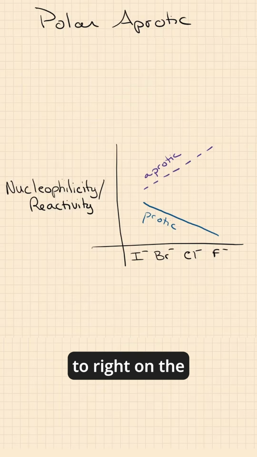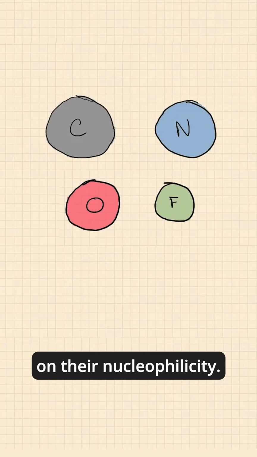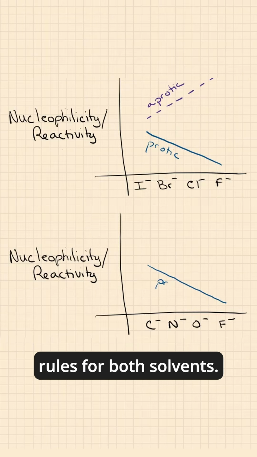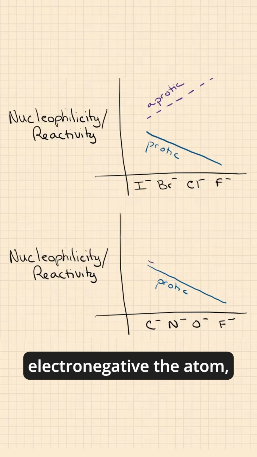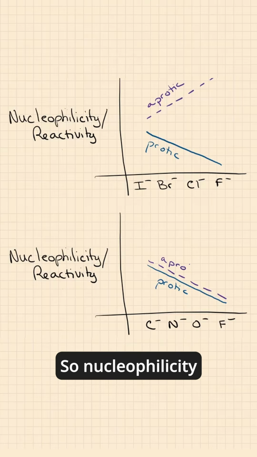What about left to right on the periodic table? Well, within a row, the atomic radii do not change so dramatically, so the solvent has little effect on their nucleophilicity. In this case, nucleophilicity follows our usual rules for both solvents. That is, the less electronegative the atom, the better able it is to donate its electrons in an attack, and the better nucleophile it will be. So, nucleophilicity increases right to left on the periodic table.